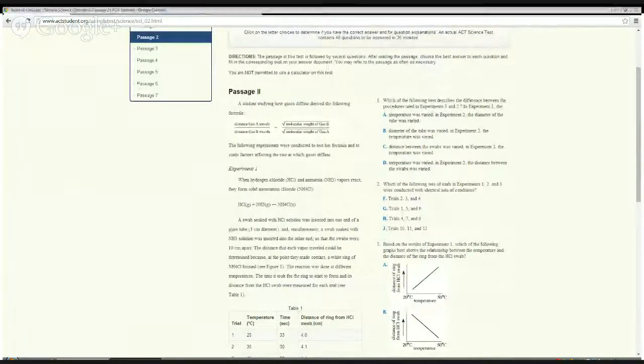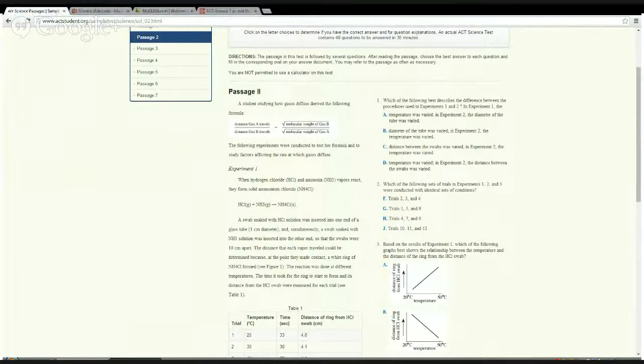Okay, question 3. Based on the results of experiment 1, which of the following graphs best shows the relationship between the temperature and the distance of the ring from the HCl swab? So they're asking us, looking at table 1, which of the following graphs best shows the relationship between the temperature and the distance of the ring? As the temperature goes up, what does the distance do? Let's look here and see. Scroll down so you can see the first table.